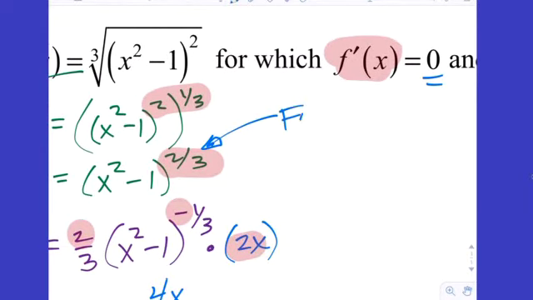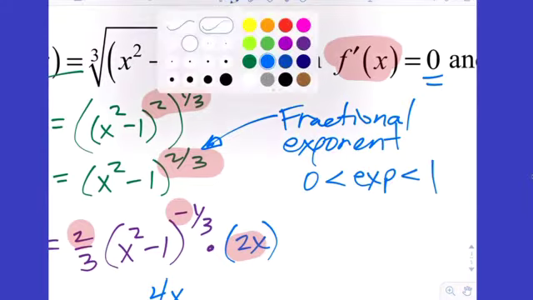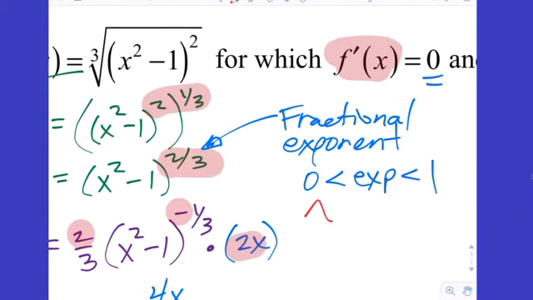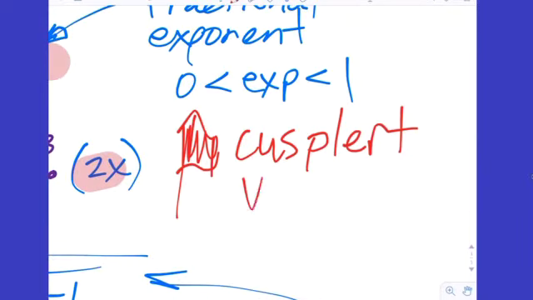So here you go. Anytime you have a fractional exponent that's between 0 and 1, you're going to be on what? Cusp alert, cusp alert, cusp alert. Red flag goes off, right? Cusp alert. That's one word, it's a portmanteau. Cusp alert or a vert alert. Vert alert, vert alert, vert alert.